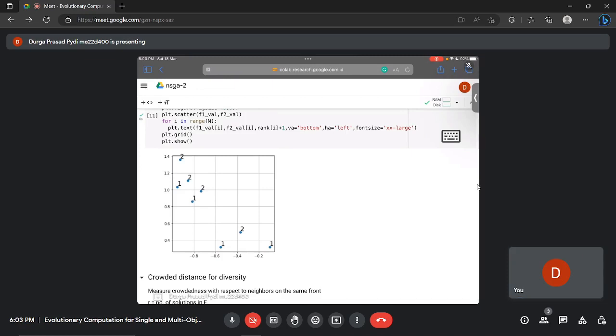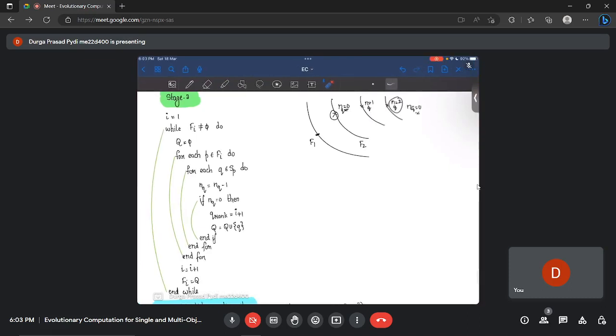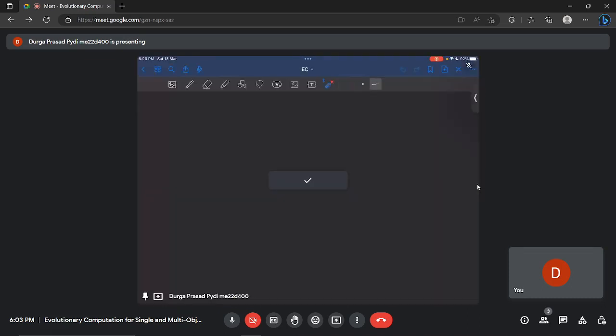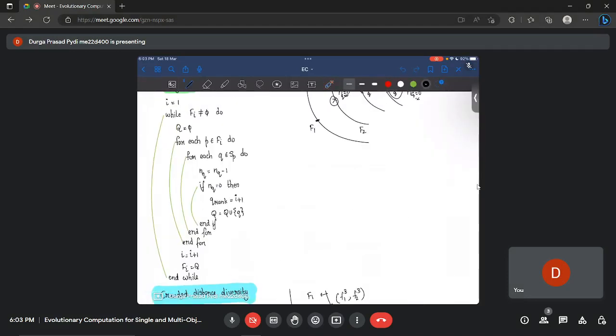In one of the examples, F1 had three solutions and front two had four solutions. Then only one was left. So can we conclude that it will be in F3, without calculating? Okay, so you are saying you have only 8 solutions. Out of them, 4 are in front one, 3 of them are in front two, so the last one will be in front three. That's what you are saying.